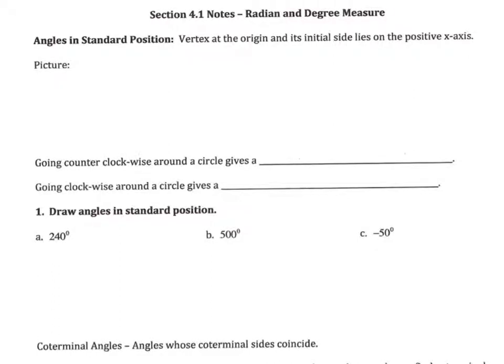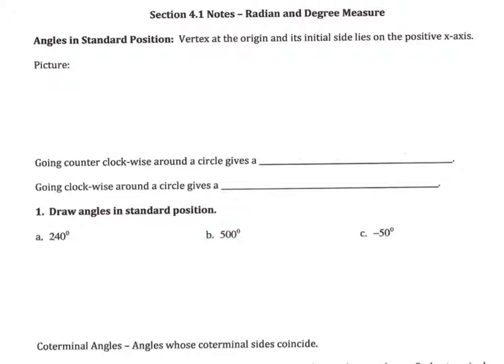Chapter 4 begins our chapters of trigonometry for pre-calc. So section 1 should be somewhat a review from the trigonometry that you learned last year in Algebra 2 Trig. First, we're going to talk about angles in standard position.